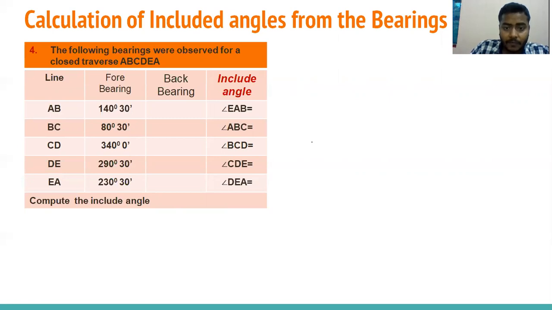For line AB, the fore bearing is measured from the north, so it will come like this. The progressive work is A to B, and this is the north, so this angle would be 140 degrees. I'm drawing roughly, right? Now, B to C, the fore bearing is measured from north, and it will come like this. Suppose this is C. So this angle from the north is 80 degrees 30 minutes.